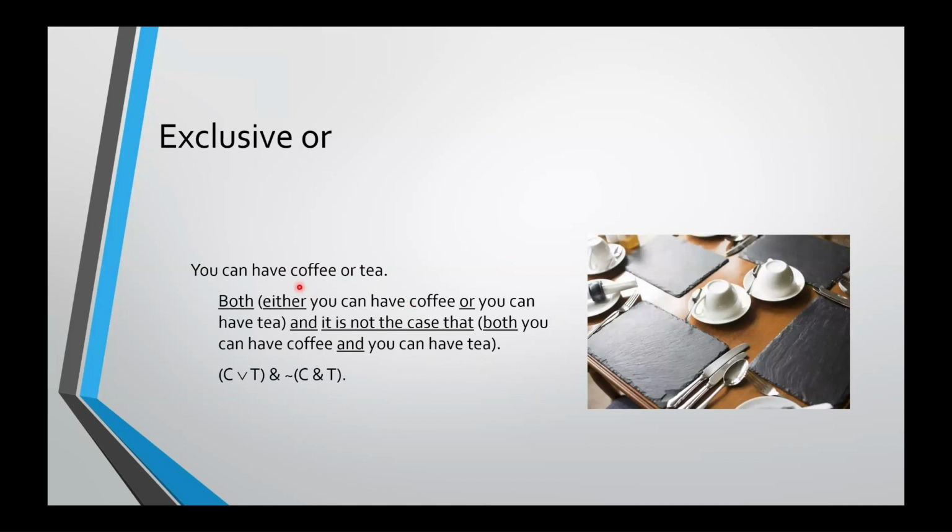So for "you can have coffee or tea," remember, we talked about this in a previous video as an example of an exclusive or in English. You could symbolize this like this: you can have coffee or tea, and it's not the case that you can have both. Remember that this is just "not both" here. So you could do it this way, or you could have it as C or T, and it's not the case that C and T. You could use either of the ways of symbolizing "not both."